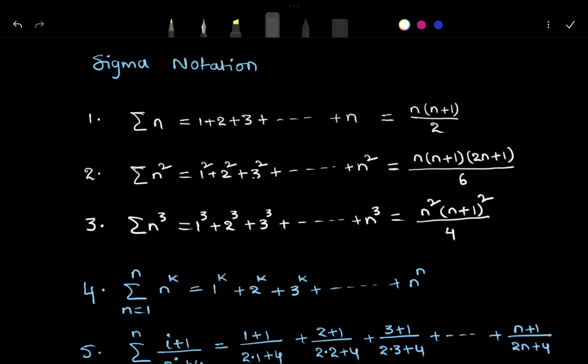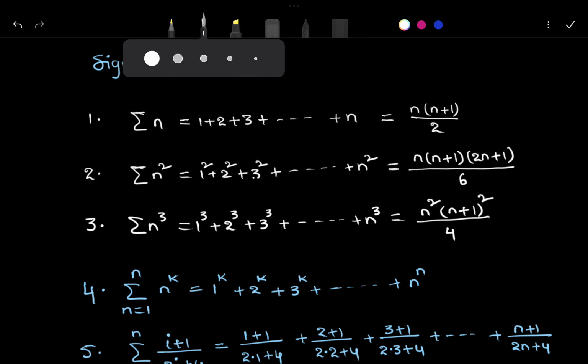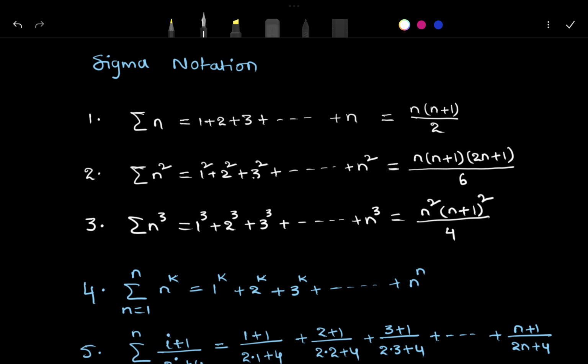In this video we are going to discuss a very important concept, that is the sigma notation. This concept is very useful in so many topics. The first basic concept is sigma n, that is the sum of the first n natural numbers. That value will be equal to n into n plus 1 by 2.